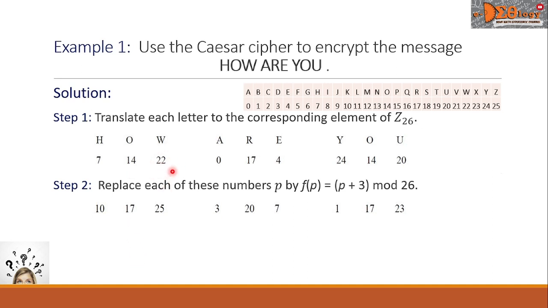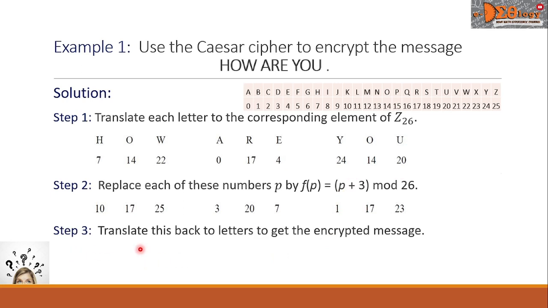22 plus 3 is 25. 25 mod 26 is 25. For the 0, 0 plus 3 is 3. 3 mod 26 is 3. Now, we are doing the same pattern for the other numbers. With regard to 24, we have now 24 plus 3, that is 27. 27 mod 26, that will be 27 divided by 26, and the remainder is 1. So we write here 1.